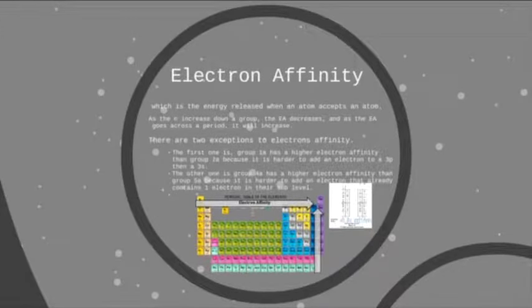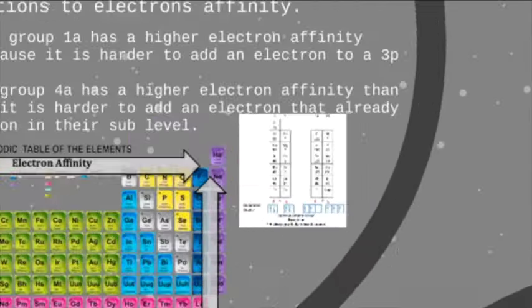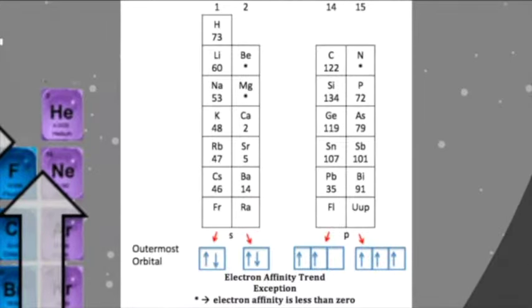Electron affinity. It is energy released when an atom accepts an electron. As n increases on a group, the electron affinity decreases, and it will increase across a period. There are two exceptions to electron affinity. The first one is that group 1 has a higher electron affinity than group 2 because it's harder to add an electron to a 3p than a 3s. The other one is group 4 has a higher electron affinity than group 5 because it's harder to add an electron to a sublevel that already contains one electron.